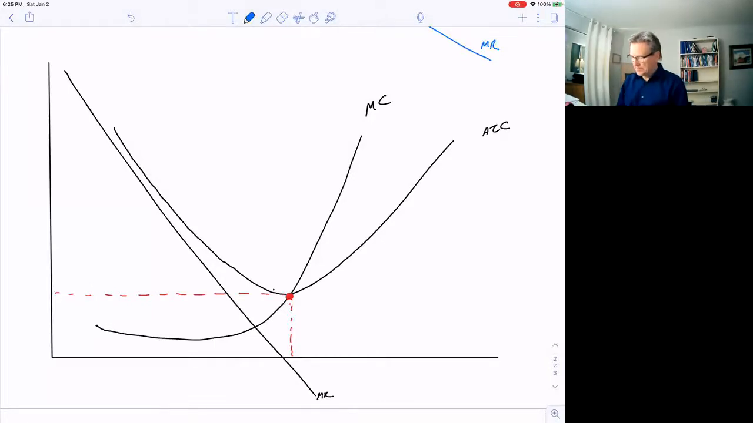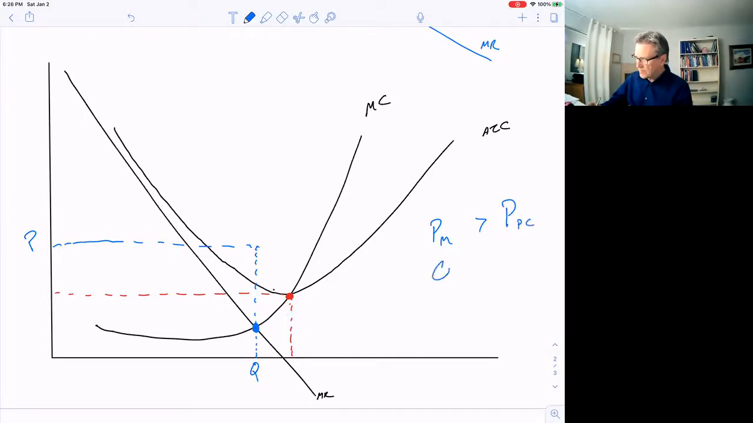But for a monopolist, they're going to produce right here, where marginal cost equals marginal revenue, at this quantity, which is less than the perfectly competitive output. And then they're going to go up here somewhere where the demand curve comes down and set the price here, higher than the perfectly competitive price. So the price of the monopolist ends up higher than the price under perfect competition. And the quantity produced by the monopolist is less than the quantity produced under perfect competition.